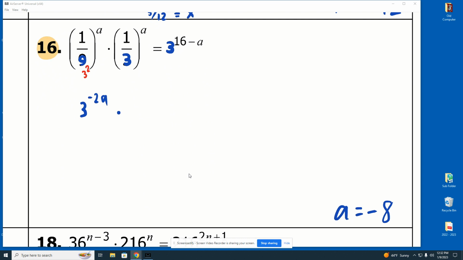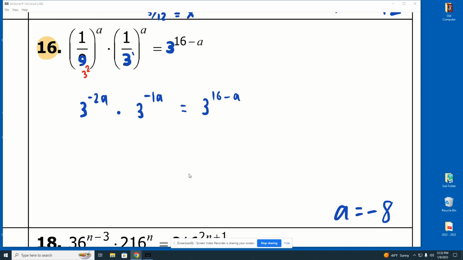How about this 3? How do I move it up? Yeah, because technically it has an exponent of 1, doesn't it? So I can move it up and make it a negative 1a. All right? So what's next? Because I can't do anything with the right side. What can I do with the left side, though?